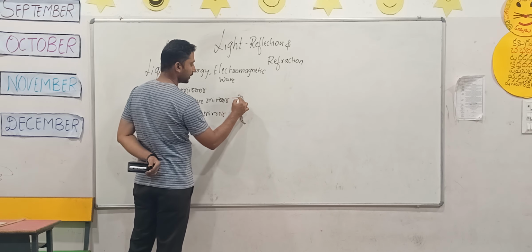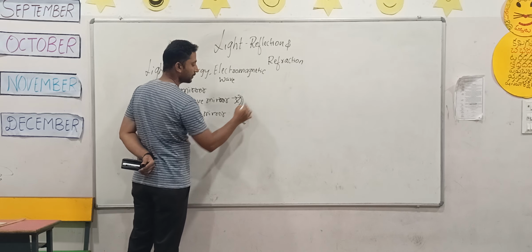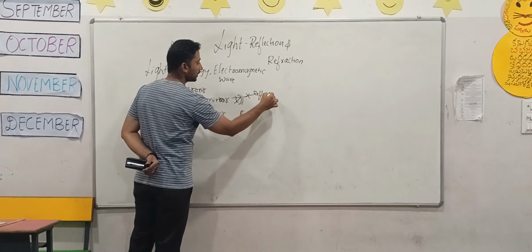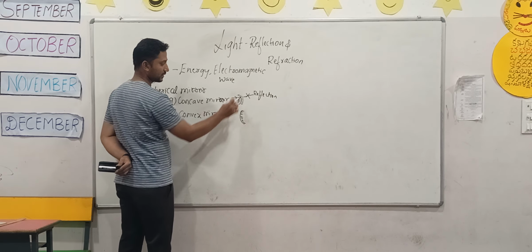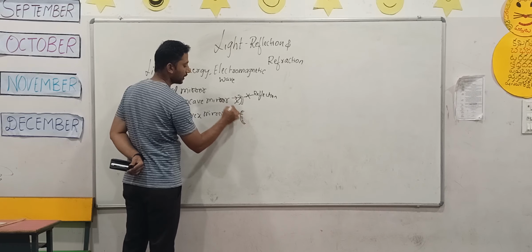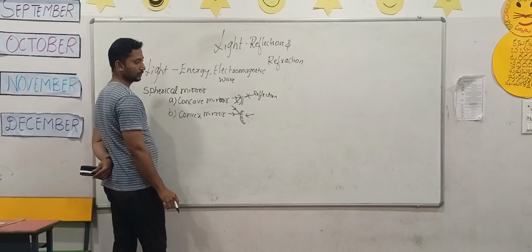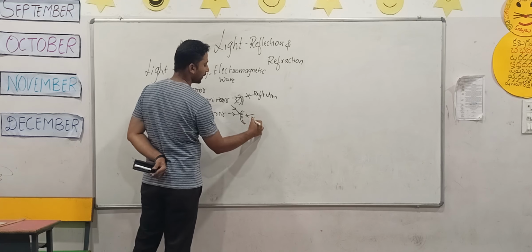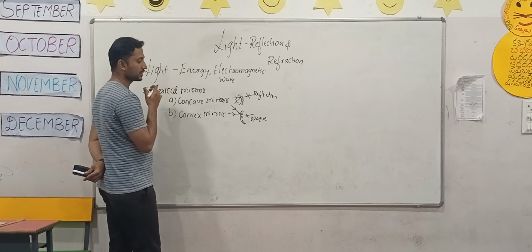So light should fall here to reflect. If the light falls here, it will not show reflection. This is the reflecting surface, and light should fall on this surface to show a reflection. From this side we can't see any reflection because it's a coating, it's opaque. From this side it is a reflecting surface.